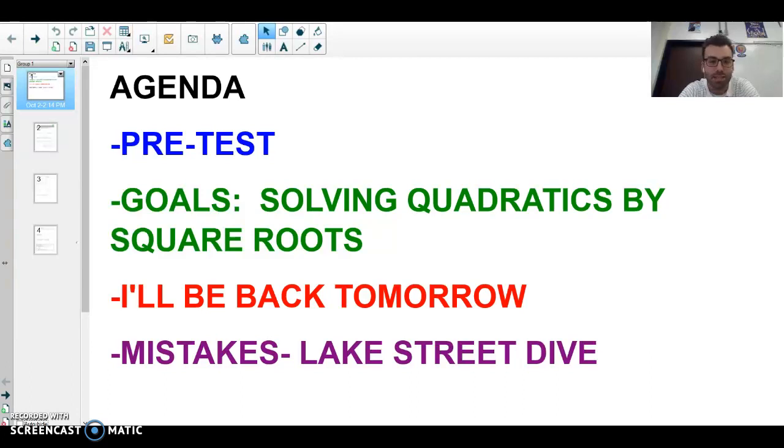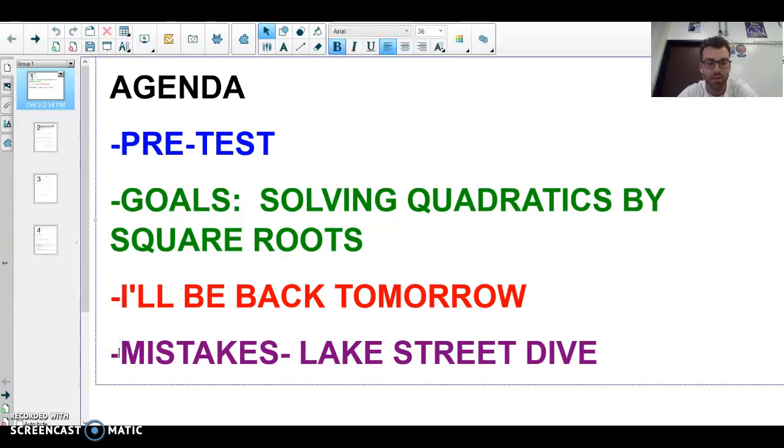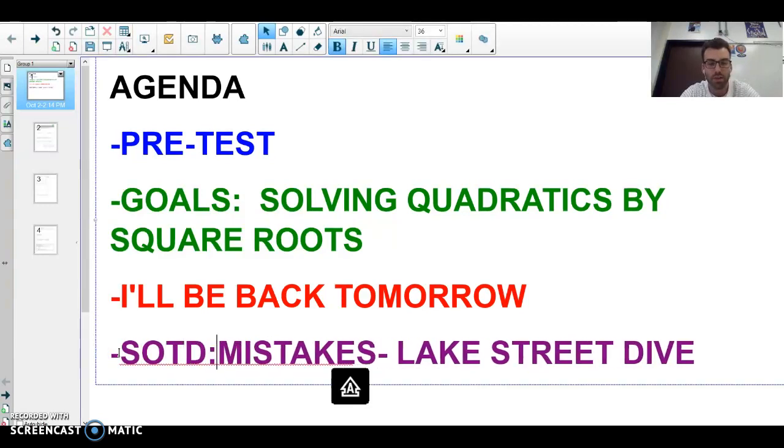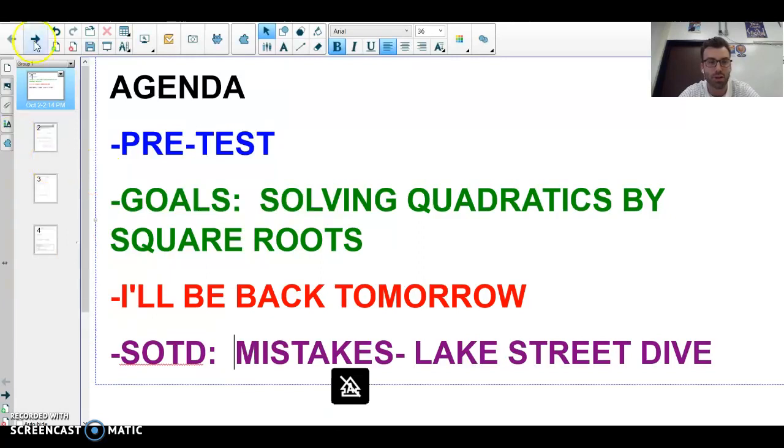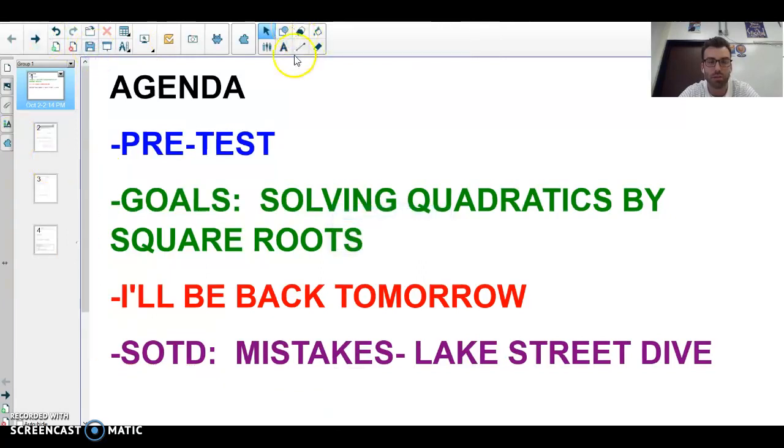How we doing? Today, after our pretest, we're going to be solving quadratics by square roots. We will both be back tomorrow in school. The song of the day is Mistakes by Lake Street Drive, because look at that, we all make mistakes. Did you know that? Now, I got this cool new pen action going on. I'm really excited about using that.